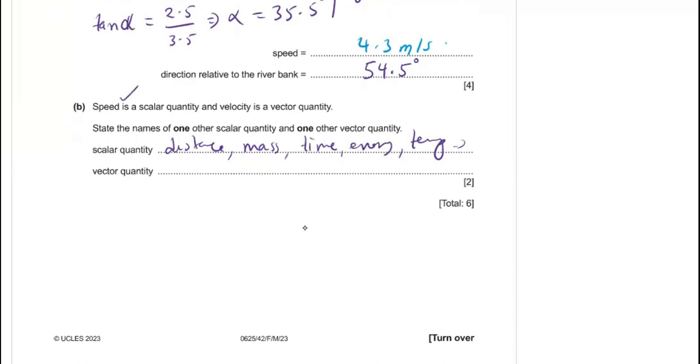Vector quantities, we have velocity, which has been mentioned, displacement, we have momentum, let me call it P, we have weight, let me call it W, we have force. But please, in the exam, write them in full. So displacement, weight, momentum, we're just supposed to mention one, and so on, electric field strength, all those are vector quantities.